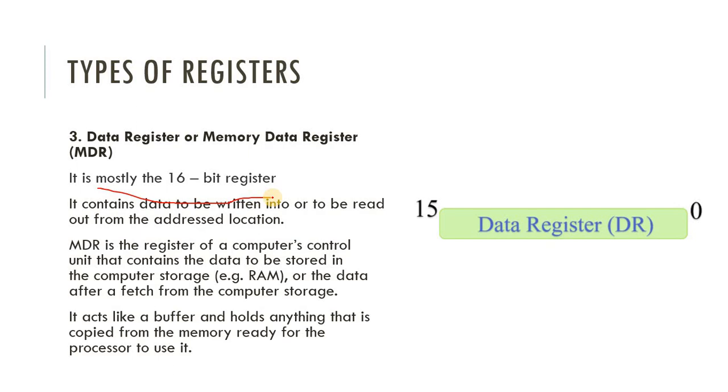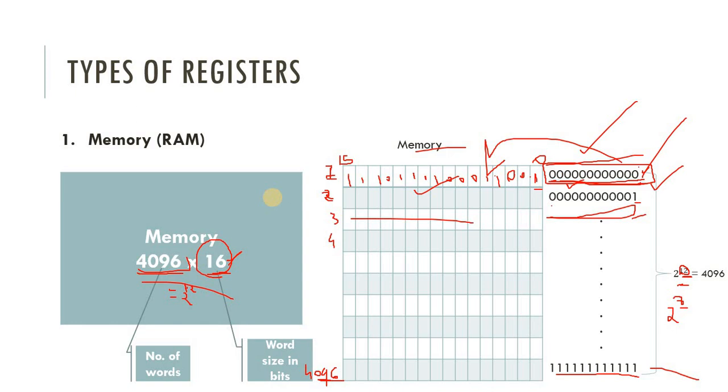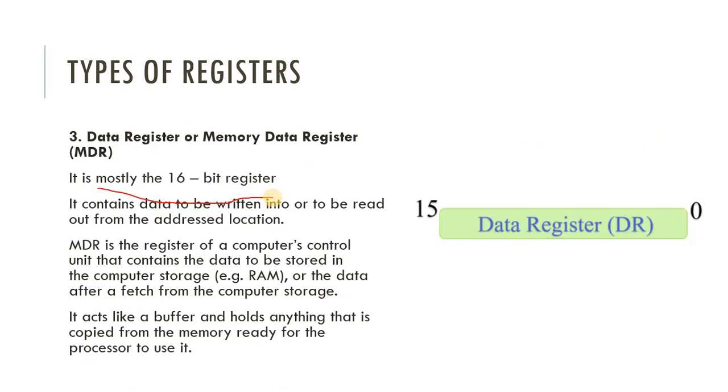Now I want to read some data that is stored in the memory. At that time we first use the address register. From the address register we fetch the address, and from that corresponding address we fetch the data. After fetching the data, we need to store it at some particular location, and that location is the data register. So the data register is generally used to store the data. The MDR is the register of the computer's control unit that contains the data to be stored in computer storage, or the data after a fetch from computer storage. It acts like a buffer and holds anything that is copied from memory, ready for the processor to use.